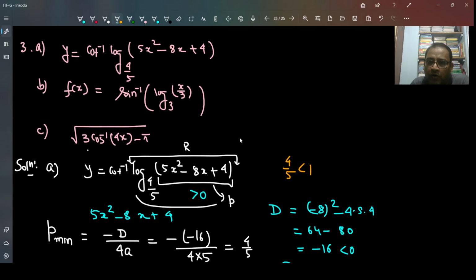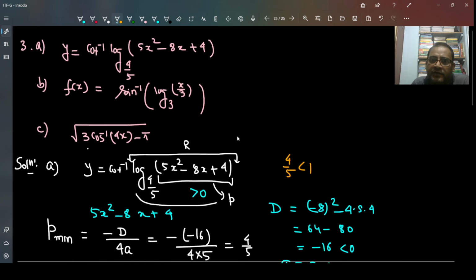Next is sine inverse of log of x by 3, base 3. Okay. Find the domain and range. Question number 2. Sine inverse of log base 3 of x by 3. Okay. Coming to the B part. y is equal to sine inverse of log base 3 of x by 3. Find its domain and range.